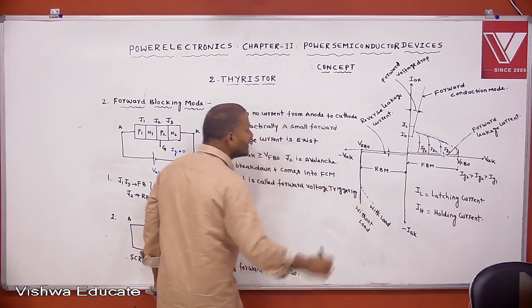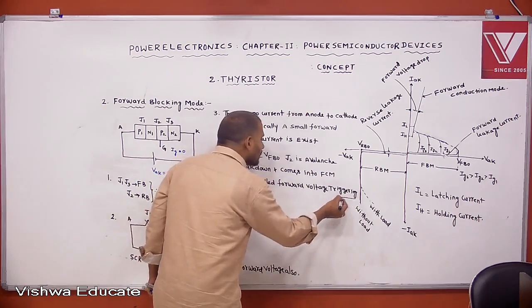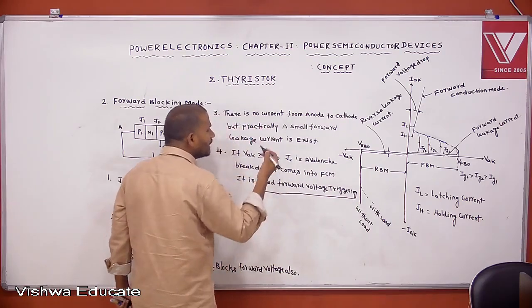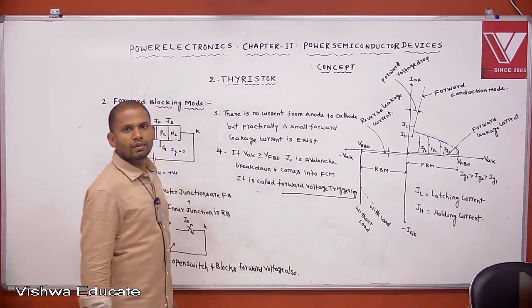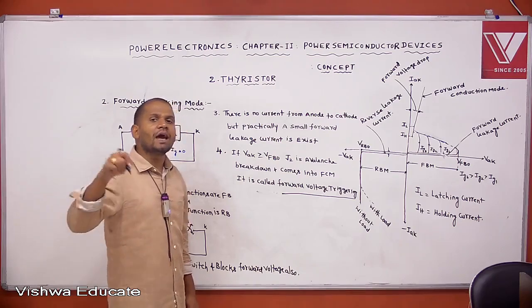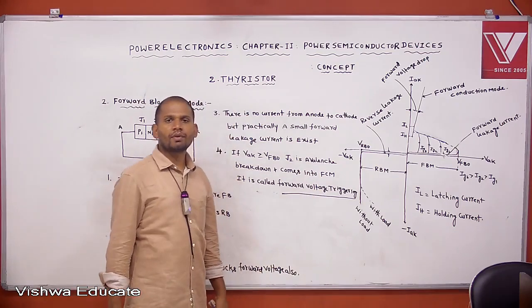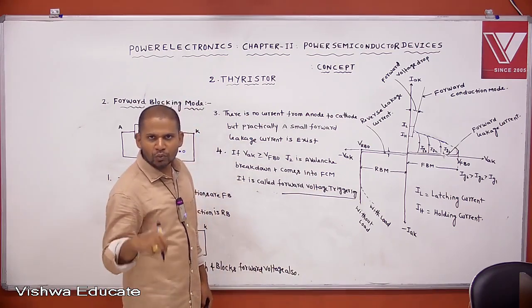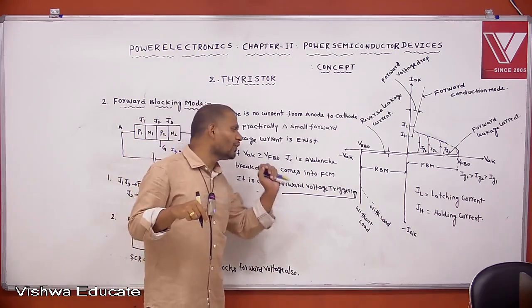Like this we can make the turn on of SCR. This is one method of triggering of SCR. That is, forward voltage triggering is one method of triggering of SCR. Applying forward breakdown voltage, bringing the SCR into conduction mode is called forward voltage triggering.